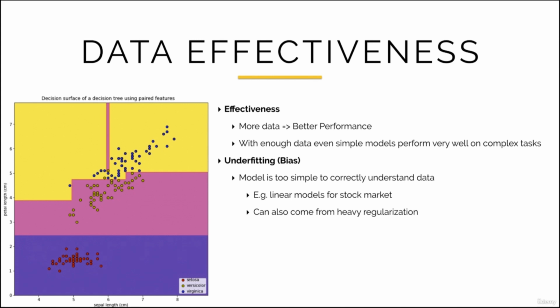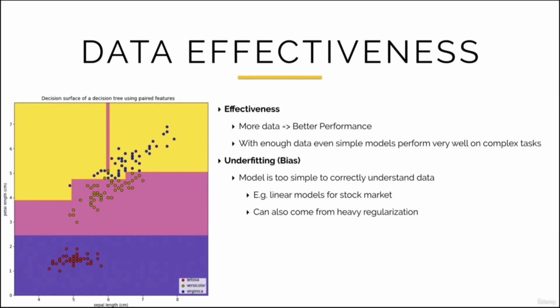Now, another important thing to think about when creating a model and trying to model data is underfitting. Now, underfitting is when your model is too simple to correctly understand the data. And this can also be called bias. Now, underfitting and bias are both forms of oversimplicity. So what you have in this case is you're assuming something is much more simple than it actually is.